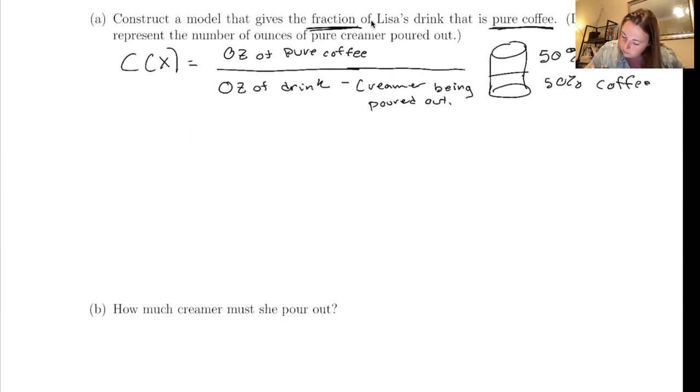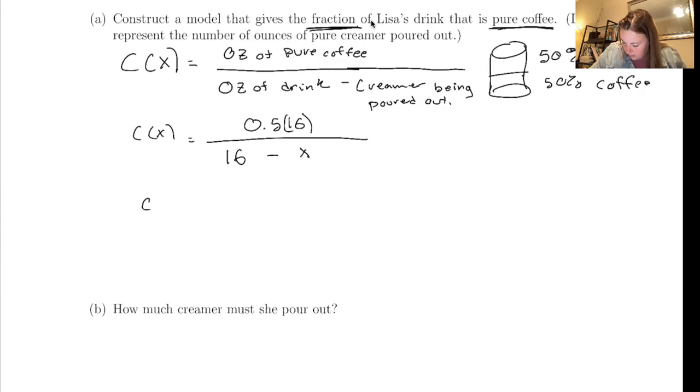Okay. So then, how many ounces of pure coffee does she have? Well, if she has 50% coffee and 50% creamer, 50% of her 16 ounces is coffee. How many ounces in her drink? Well, she starts with 16, and then I'm going to pour out X. We were told that's what X was. So 50% of 16 is 8, 16 minus X. Great. So that is our equation.